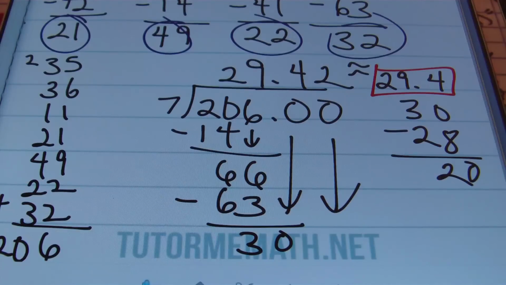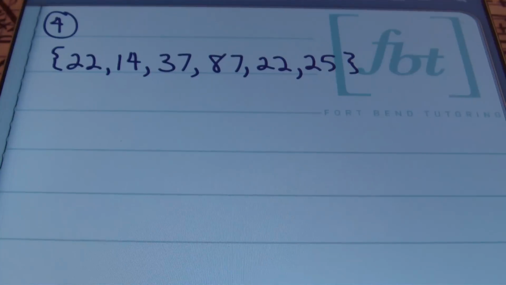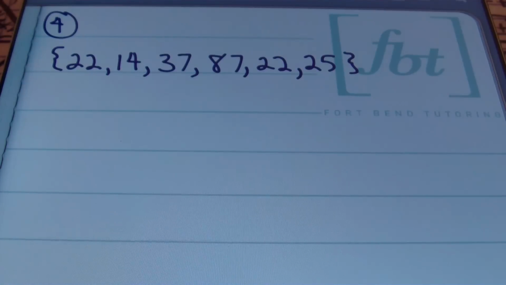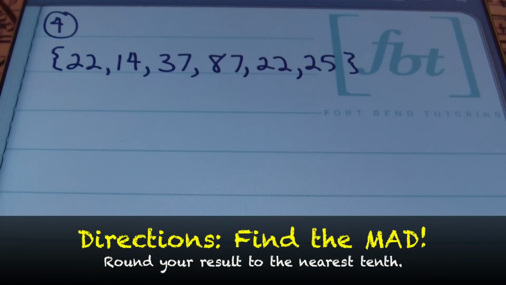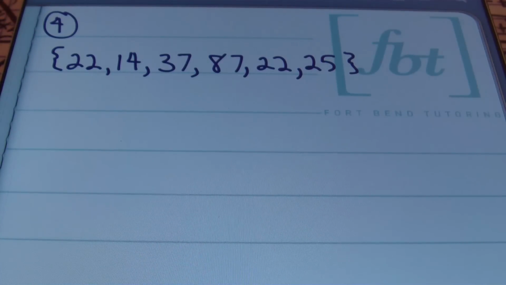And on to our next and final problem, we have problem number 4 coming up. For problem 4, we have this data set. We have 22, 14, 37, 87, 22, and 25. So the first thing is we need to find the mean of these values. And we have 1, 2, 3, 4, 5, 6 values this time in our last problem.